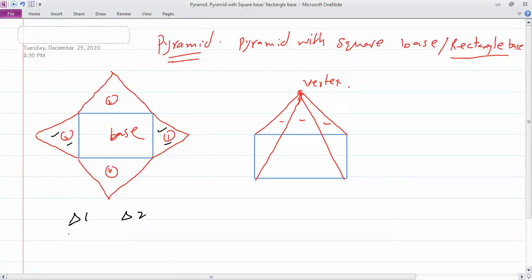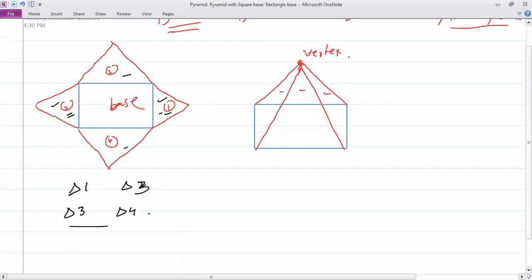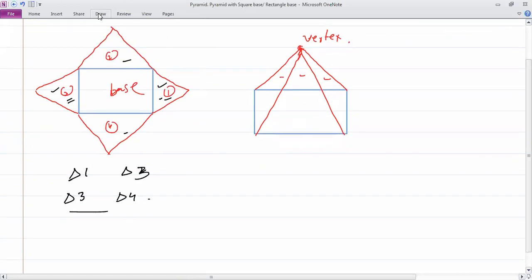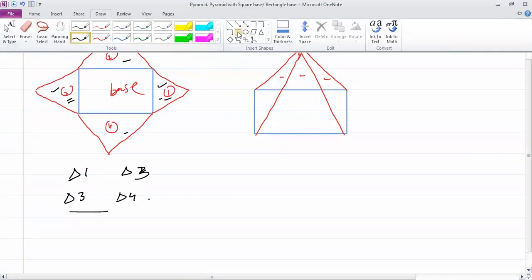In the same way, triangles one and three will be the same, because this is one and this is three. Triangles two and four will be the same. In case I take a square pyramid, what will be the situation in the square pyramid?